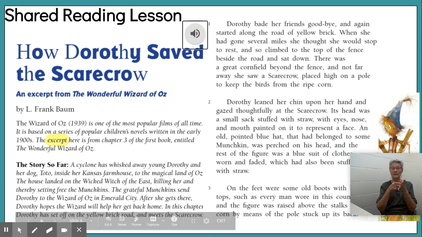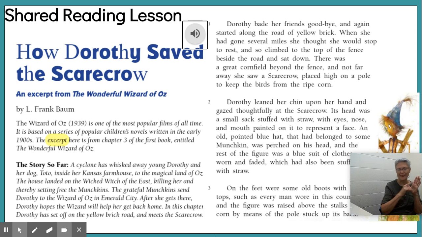This is a fictional text, specifically a fantasy. I knew that because of the pictures that were drawn. That is a clue to help me understand that this is a fictional text.